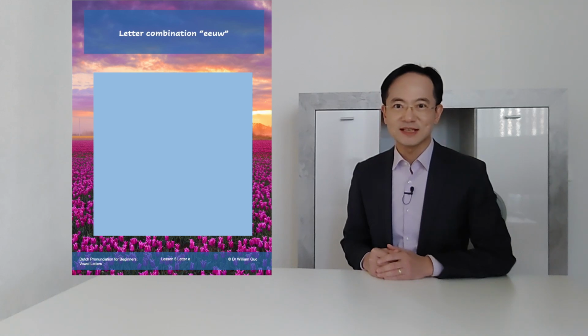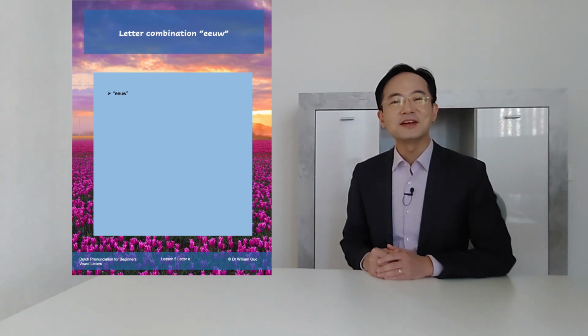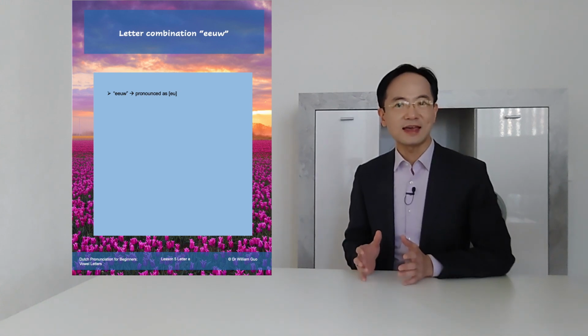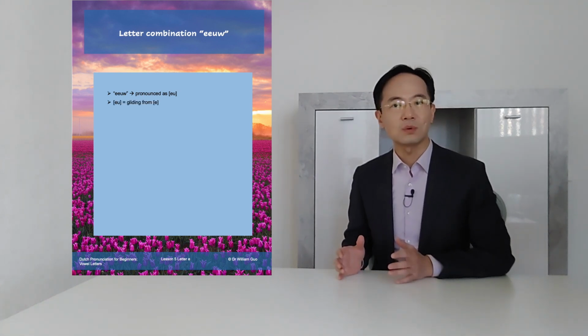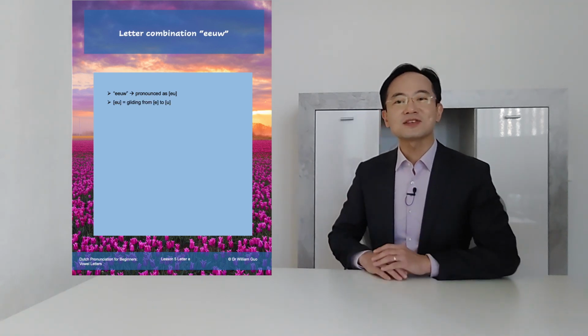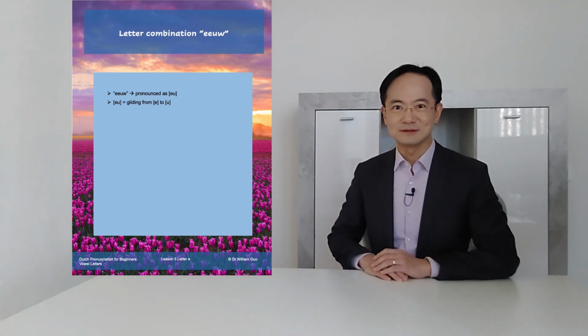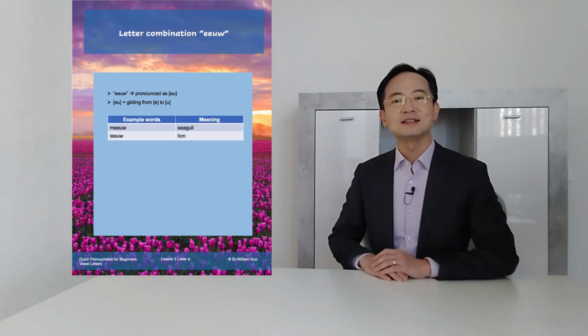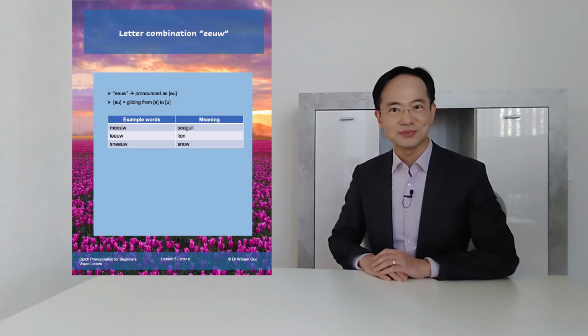The last rule of this lesson is about the letter combination e, u, v. This is generally pronounced as a compound vowel. It begins with the vowel a and ends in the vowel u. Let's look at the last 3 example words of this lesson. Meeuw, leeuw, sneeuw.